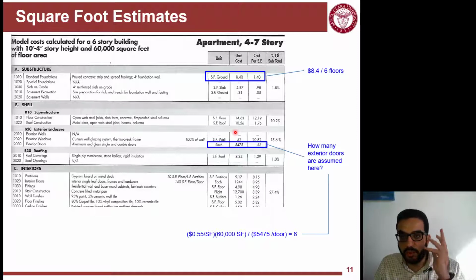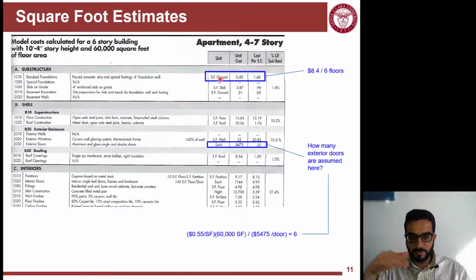Also, one thing is just run calculations and check it. So here, this is standard foundation. It's measured by square foot of ground, so it's only the footprint. You're not multiplying by the floors. So it's 8.4 per square foot of ground of where the foundation will be.